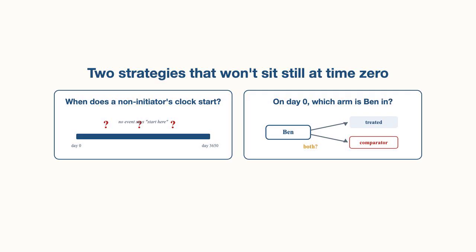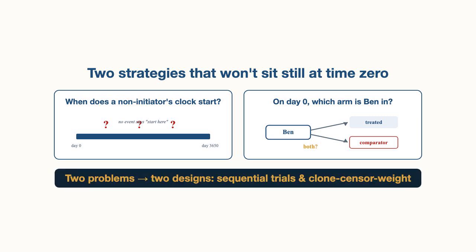Thread 2. Some strategies cannot even be assigned on day 1. Ask a cardiologist. Should you start a statin within 90 days of discharge? On discharge day, look at Ben, no prescription yet. Which arm is he in? Both. 2 problems and 2 designs to solve them.